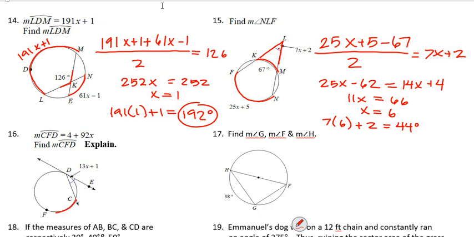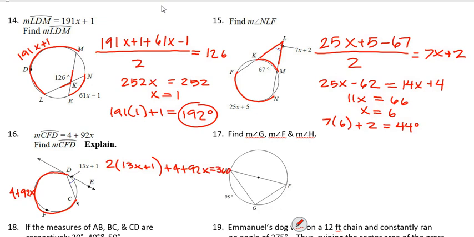So down here for number 16, it's telling us the measure of CDF. So CFD out here is 4 plus 92x. And then it tells me this angle here. So there's 2 ways I could do this. I could multiply 2 times that 13x plus 1, 2 times 13x plus 1, and then add that to my 4 plus 92x. And when I do that, all of that's got to equal 360.